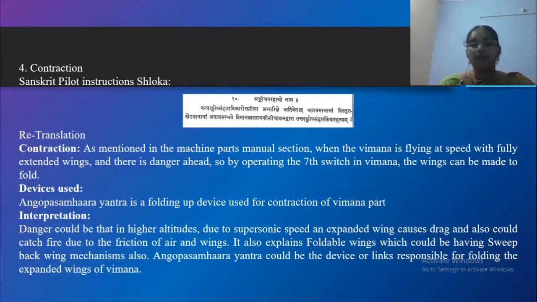So they can retract. For example, we can see modern-day aircraft landing gears can be retracted, right? Similarly, ancient Vimanas had many such advanced retracting and contraction features, like they have mentioned in this shloka. So there are many such advanced features of Vimanas. So here, the Agnopa Samhara Yantra: this device could be the device or link responsible for folding the expanded wings of the Vimana.